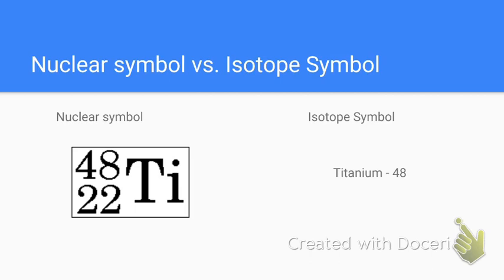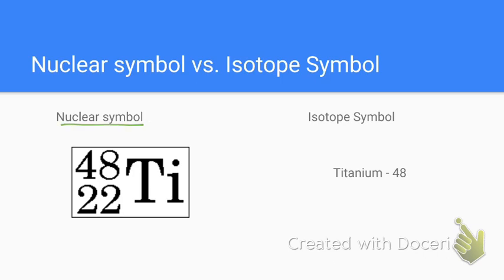And then what we like to do is use either a nuclear symbol or isotope symbol. What's useful about these symbols is that just by the numbers around them, we can determine the number of protons, neutrons, and electrons. We could figure out if it's a positive or negative charge, stuff like that. So let's take a look at this nuclear symbol.